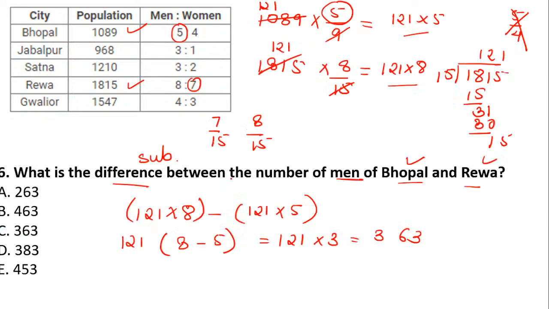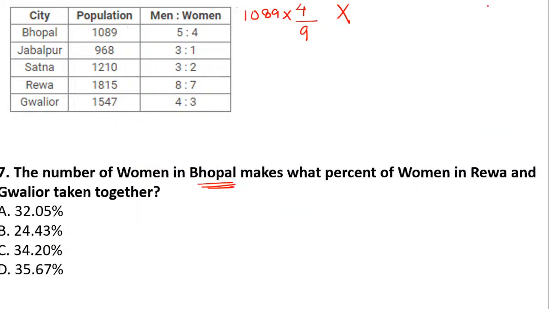Okay, let's see that question. In this question, you found out the number of men in Bhopal. What was it? It was 121 into 5. This value we need to use over here. 121 into 5. Let's do 5 ones are 5, 5 twos are 10, 5 ones are 5, 6. So, how many men are there? 605 men are there. Now, can you find out women? Because total population is 1089. Now, you can subtract it by 605. You will get the number of women.